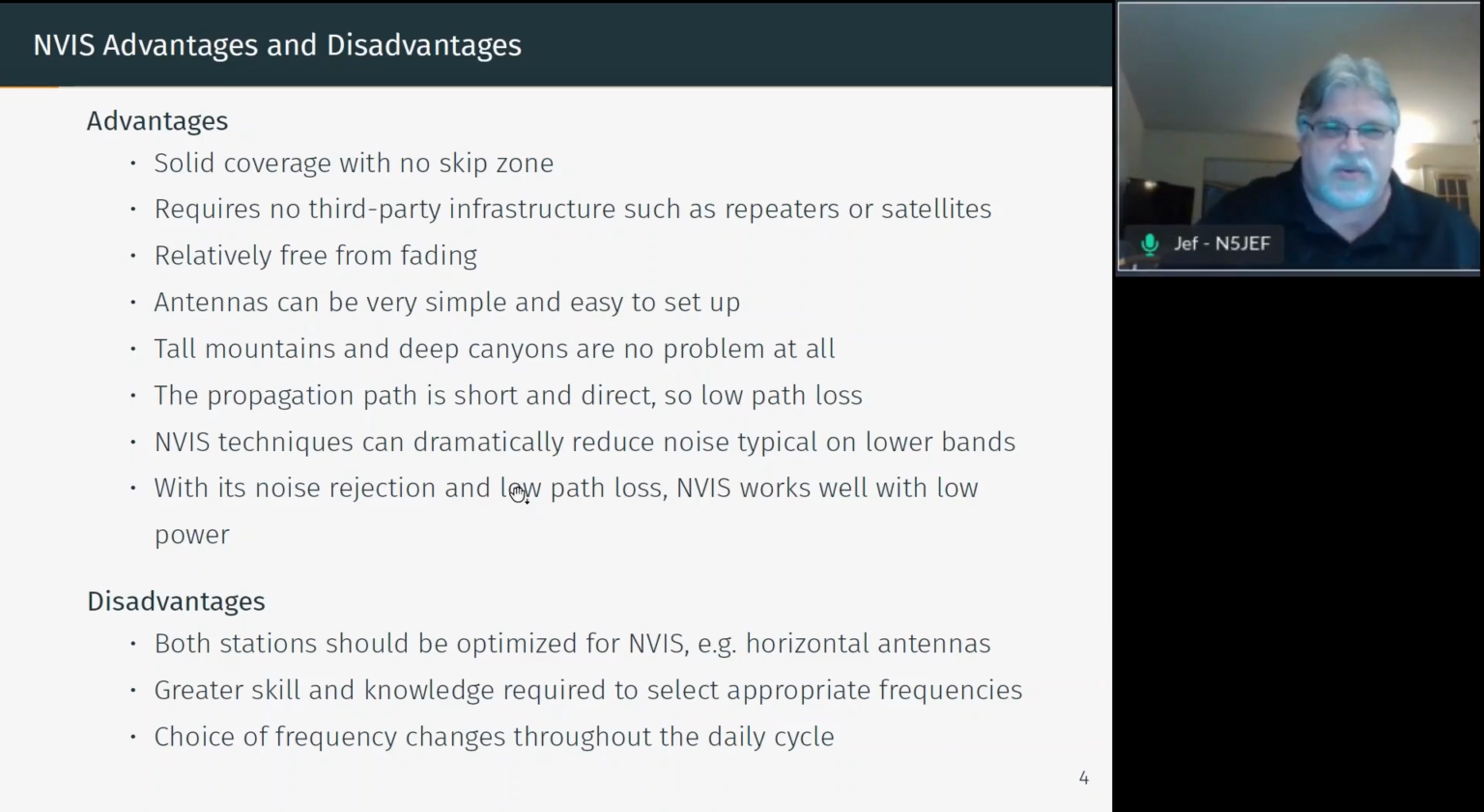The disadvantages, well, both stations should be optimized for NVIS with the proper horizontal antennas. It takes a little greater skill and knowledge to select the appropriate frequencies, and the choice of frequency changes throughout the daily and the annual cycle.